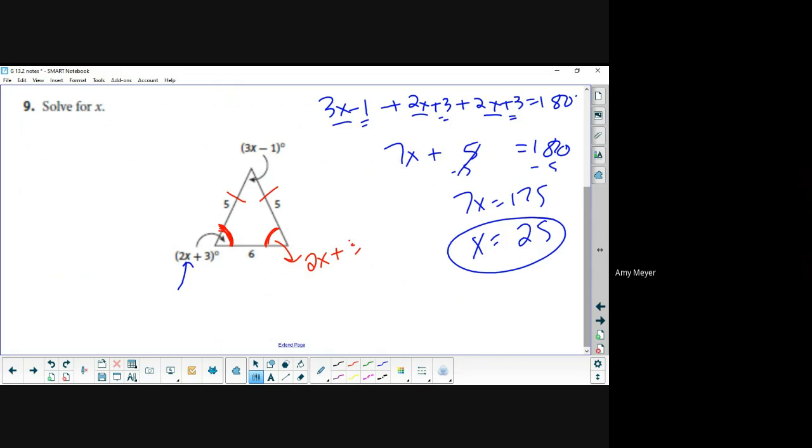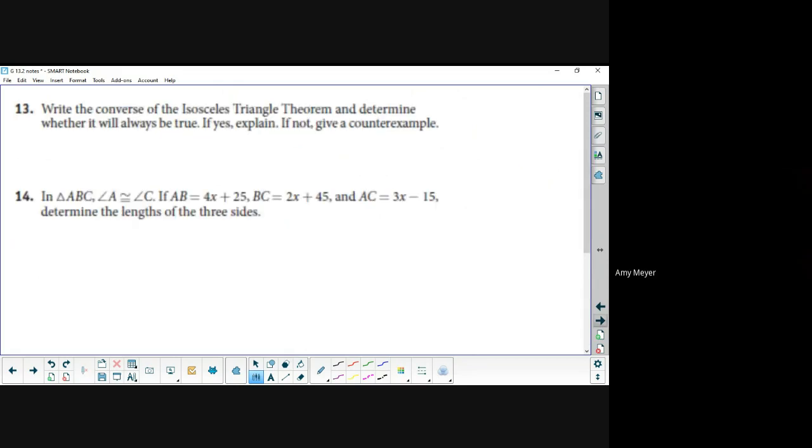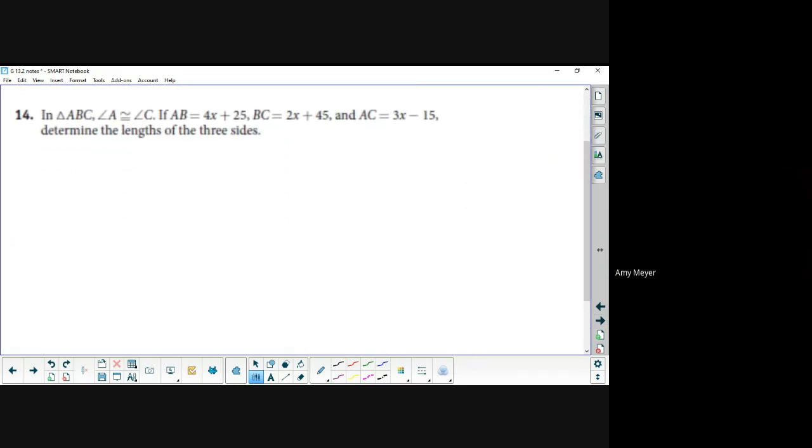All right, the last one we're going to do is 14. Lots happening here. If we draw a picture, it will be a lot easier. Let me read it for you. Number 14. In triangle ABC, angle A is congruent to angle C. If AB is 4x plus 25, BC is 2x plus 45, AC is 2x minus 15, determine the lengths of the three sides. If you can do this in your head, I won't allow it.